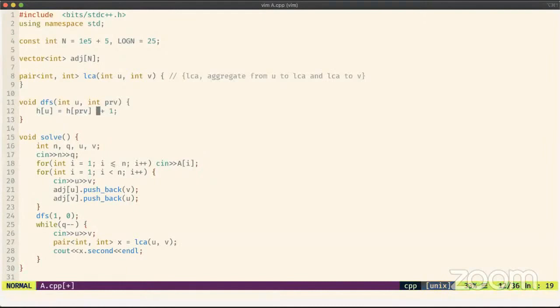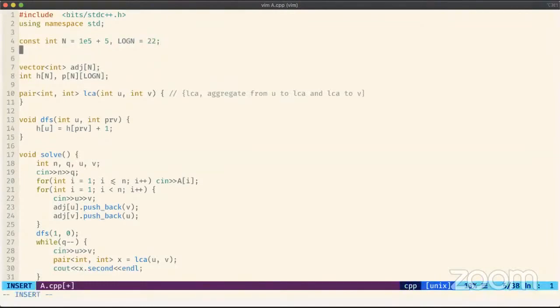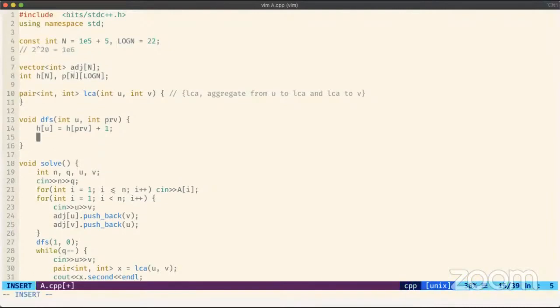So I'm maintaining the heights. Right. And the height has a very simple recurrence. Also see n was 10 to the power 5. Now for 10 to the power 5, what log n should you use? Anything over 2 to the power 20 sounds good, right? I mean, 2 to the power 20 is around 1e6. So anything above that sounds good, right?